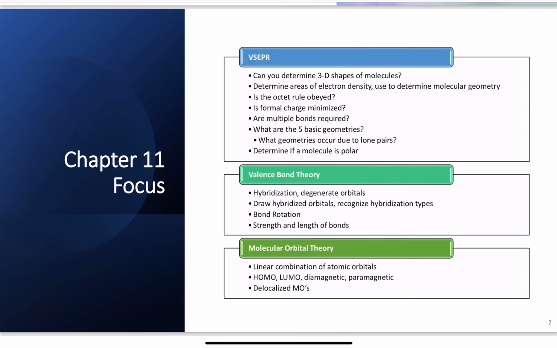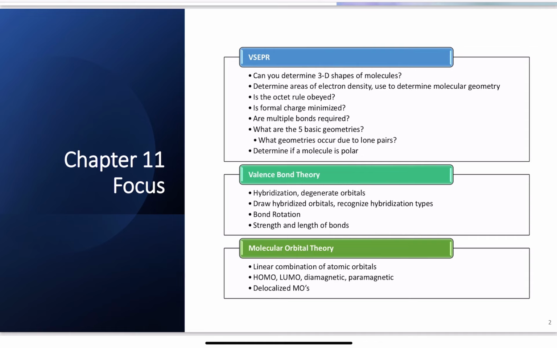In the last chapter, I told you that single bonds are longer and weaker than a double bond. Double bonds are longer and weaker than triple bonds. So why are triple bonds the shortest and strongest? Why are double bonds shorter and stronger than a single bond? Hybridization in valence bond theory will help us understand this.